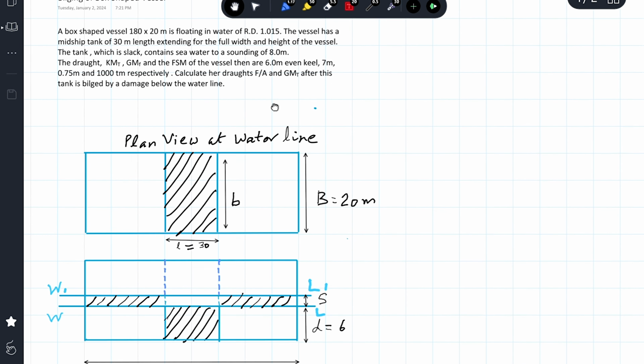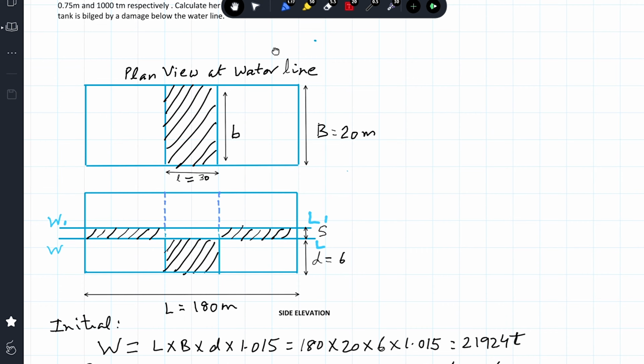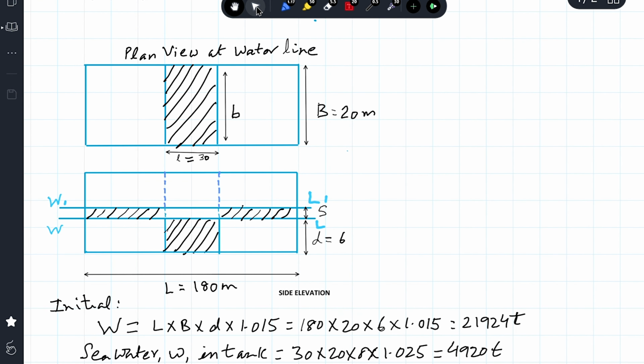You can see this is the drawing. This is a side elevation of the box-shaped vessel, and this is the plan view, the top view at waterline. This is the tank exactly at the midship. They have said the length of the tank is 30 meters and is extending to the full breadth of the vessel and full height of the vessel.